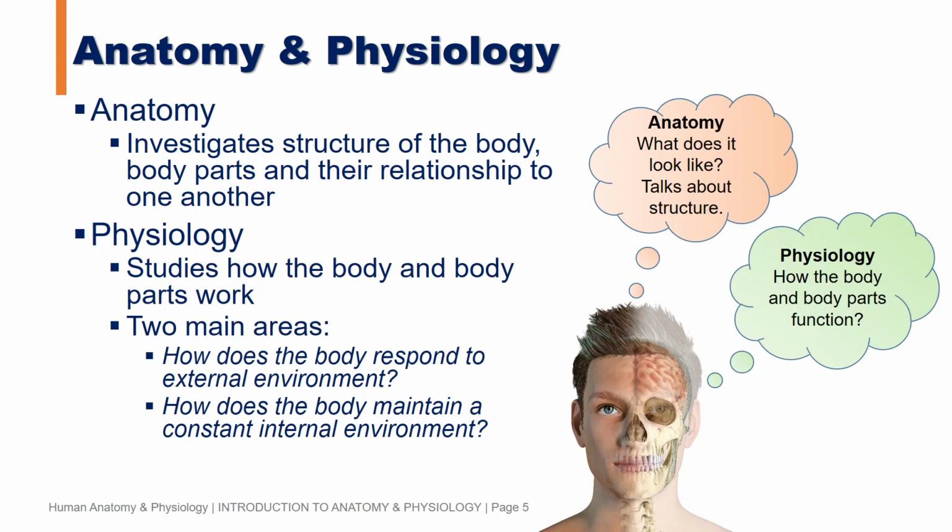Now let's move to what is anatomy and physiology. Anatomy investigates the structure of the body and body parts and its relationship to one another. So basically, you're answering the question, what does it look like? And it talks about structure. And then physiology studies how the body and body parts work. There are two main areas that we have to look at. First, how does the body respond to the external environment, and how does the body maintain a constant internal environment? So, in physiology, normally we would ask how the body and body parts function.